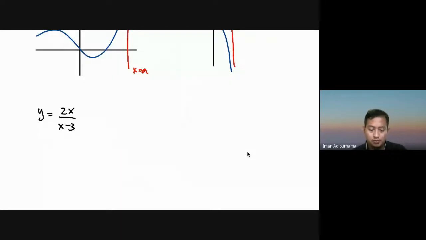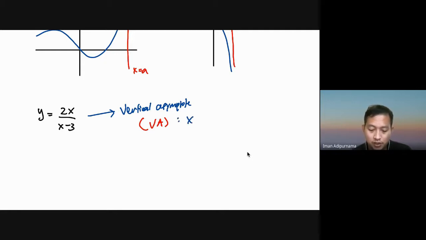So in the 2x divided by x minus 3, we have the vertical asymptote, or I will write VA later in the next terms, and you will know VA is vertical asymptote. The vertical asymptote is x equals 3. That's true, right? But how about the limit?